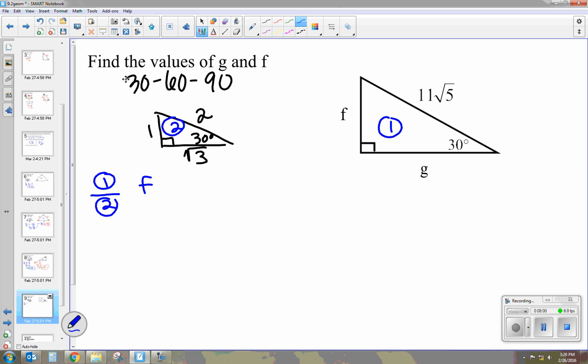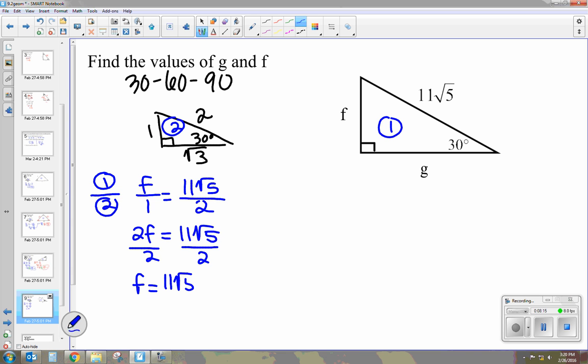So we have f over 1 equals 11 square roots of 5 over 2. So we have 2f equals 11 square roots of 5. Divide by 2. So f will equal 11 square roots of 5 over 2.